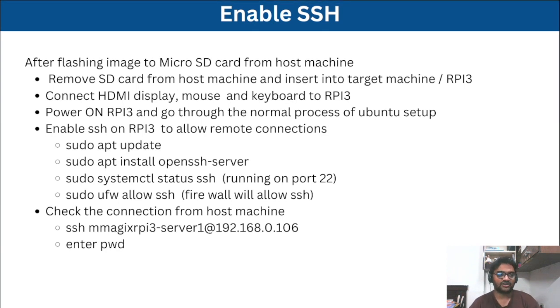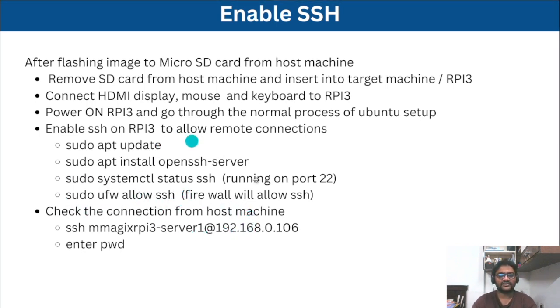Because we are doing remote development, we need to ensure that from the host we are able to connect to the target machine, the RPi machine. In order for that to happen, we need to enable SSH. So these are the steps to install SSH, and this is the command you need to check whether an SSH server is running on port 22. Also, this is an optional step, but it's better to have it: sometimes even though the server is installed, you need to allow the firewall to allow the remote connection, so it's better to do this also.